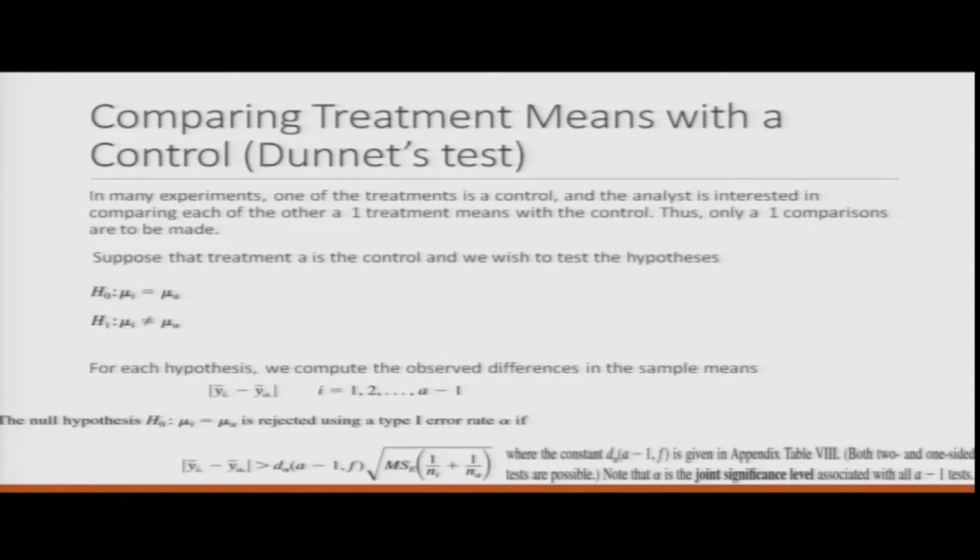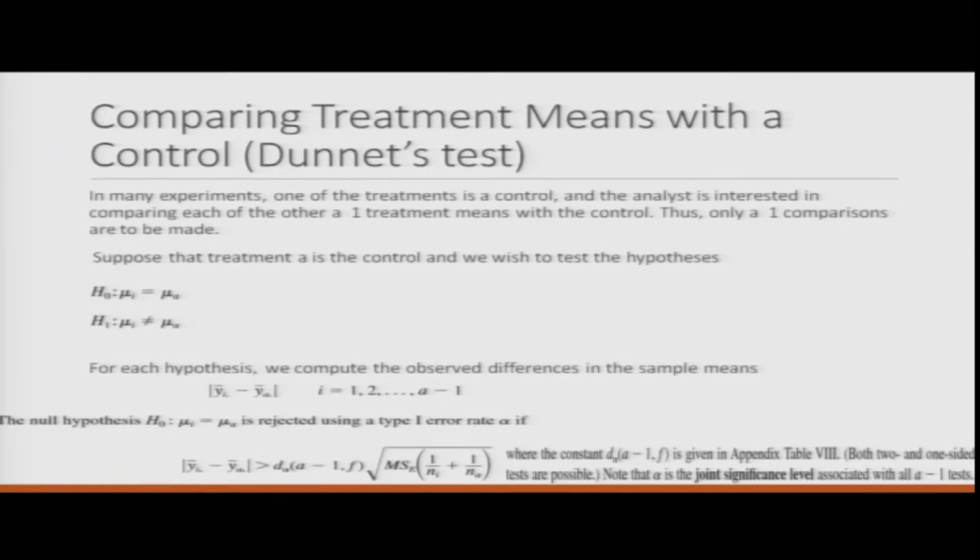Now, comparing treatment means with a control, which is the Dunnett test. In many experiments, one of the treatments is a control, and the analyst is interested in comparing each of the other a minus 1 treatment means with the control value. Thus, only a minus 1 comparisons are to be made. Suppose the treatment a is the control and we wish to test the hypothesis. We keep the a fixed.